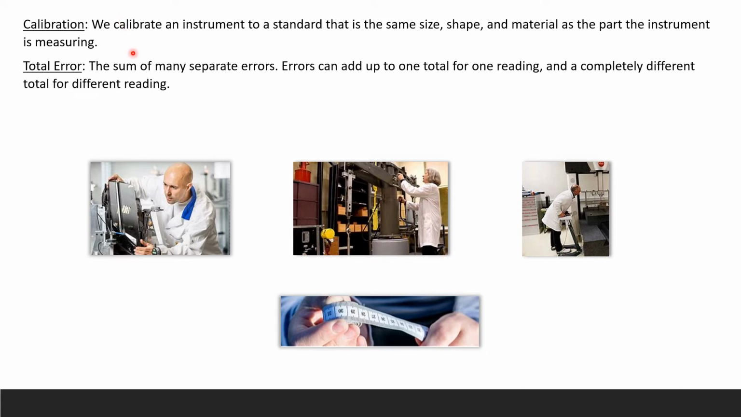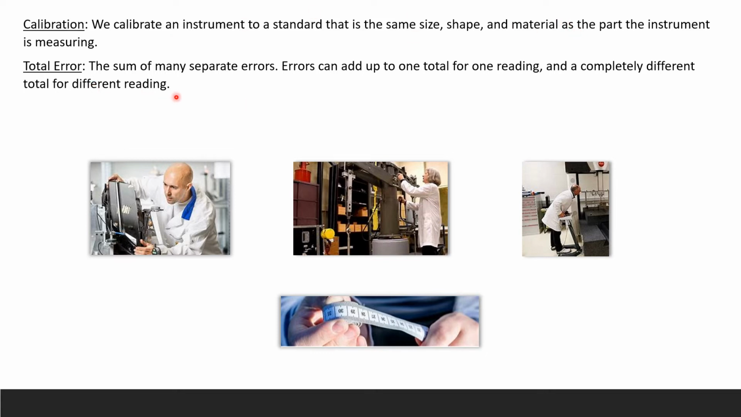Okay, so calibration, what are we doing? We calibrate an instrument against a standard that is the same size, shape, and material as the part the instrument is measuring. Okay, we're calibrating the instrument. You're using the instrument to measure a part. We are using an instrument and calibrating it so that the instrument is going to give you a correct measurement, and we use another standard, okay, an already calibrated standard, to check the instrument you will be using to measure your part. Okay, so there are 3 objects in it. One is your gauge standard or master standard. Second is your instrument to be calibrated. And the third is your part.